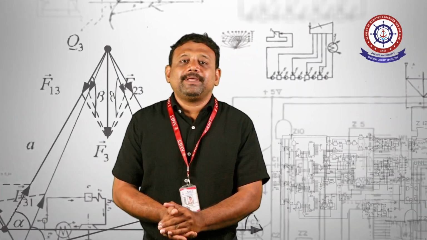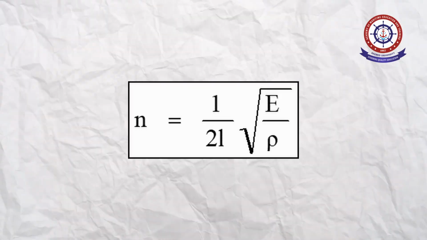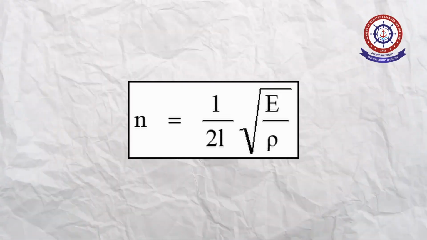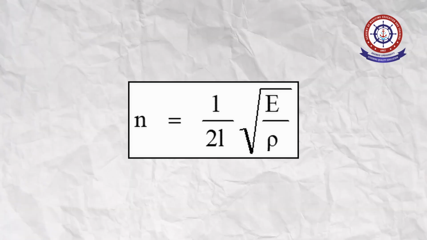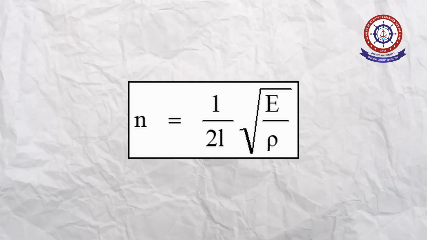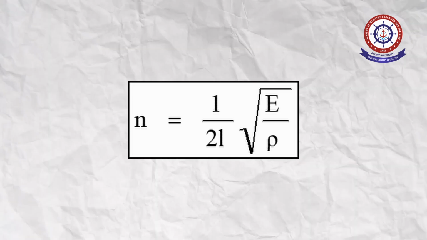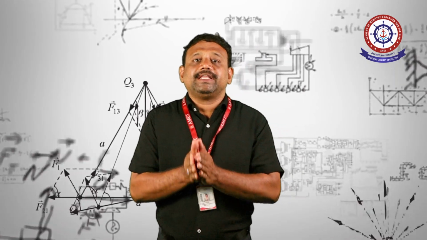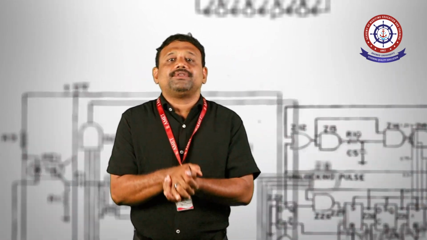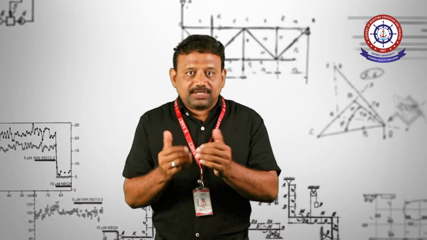Further, the capacitor is tuned and we observe the frequency range. n = (1/2l)√(E/ρ), where l is the length of the rod, E is the Young's modulus of the material of the rod, and ρ is the density of the rod. So resonance occurs when n equals f, that is, when the frequency of the vibration is equal to the natural vibration of the rod.